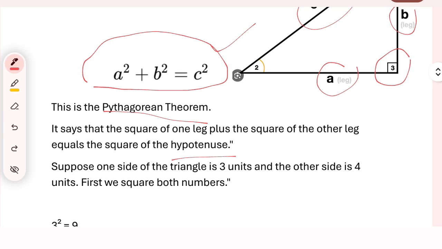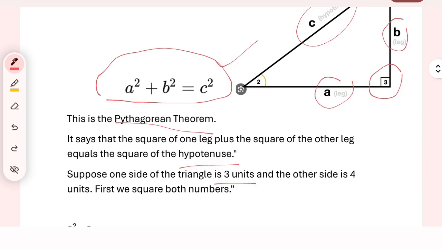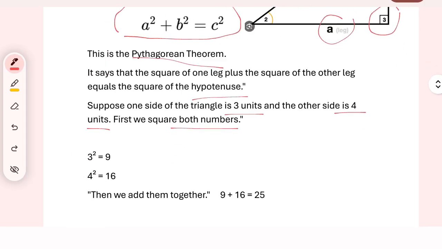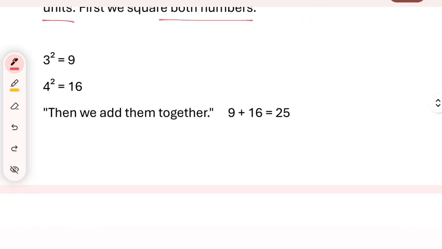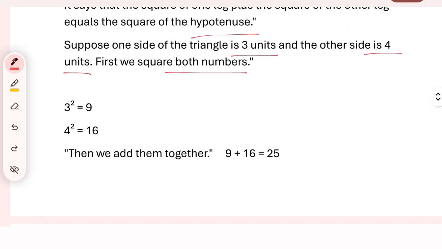So, suppose one side of the triangle is 3. That means one of the legs is 3 and the other leg is 4 units. How do we solve for the longest side using the Pythagorean theorem? What we do first is square both numbers. So the square of one of the legs, 3 squared, is 9. The square of the other leg, 4 squared, is 16. And then we add them. 9 plus 16 is 25.